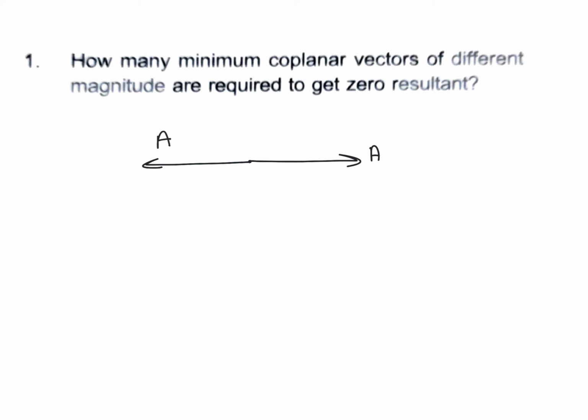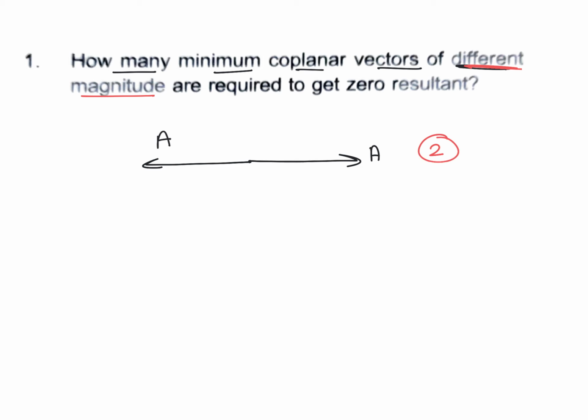So if they are asking what is the minimum number of forces or vectors required to get a resultant of 0, then the answer is 2, if both have the same magnitude and opposite direction. Now, in the question they are asking how many minimum coplanar vectors of different magnitude. It is given that the magnitudes are different, not the same. If it was the same magnitude, then 2 would be the answer.